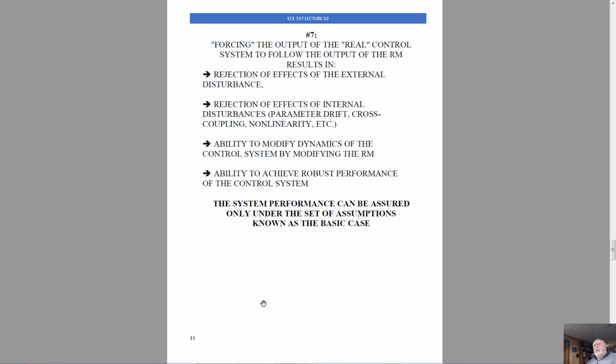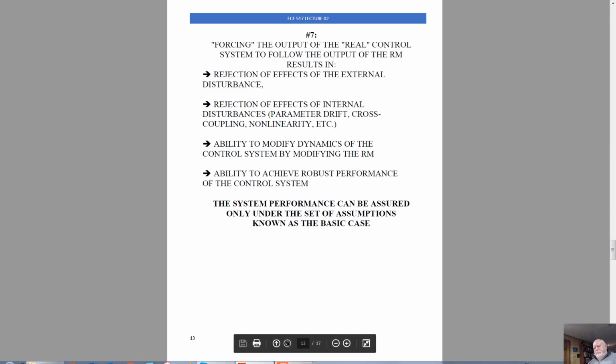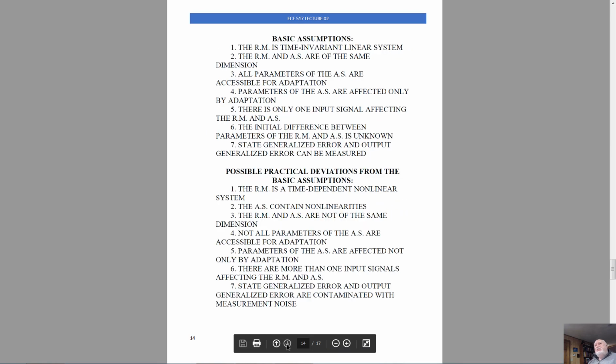Now, is it always doable? Is it always possible to build a successful model reference system, parameter estimator, or state observer, or control system? It depends on several assumptions. Beyond these assumptions, we cannot achieve the desired result. Mathematics that we use does not allow us to make a clear statement that the system will work or the system will not work. The justification of the successful model reference operation is possible only if some assumptions or some requirements are satisfied. And these are so-called basic assumptions.